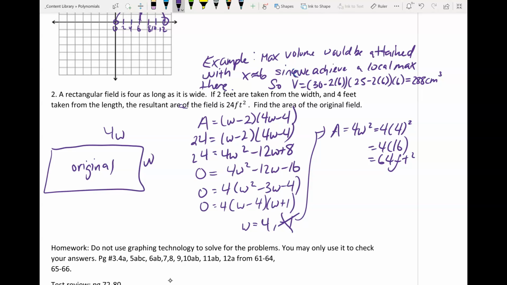So you're going to plug that into the area of the original, which is 4w times w from here, which is the same thing as saying 4w squared. That's 4 times 16, and your final answer is 64 feet squared.